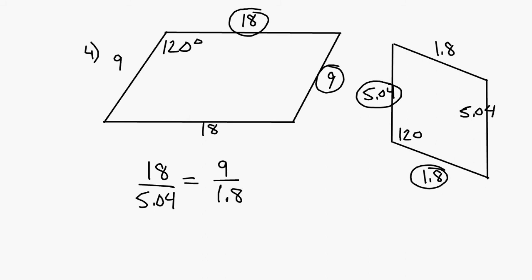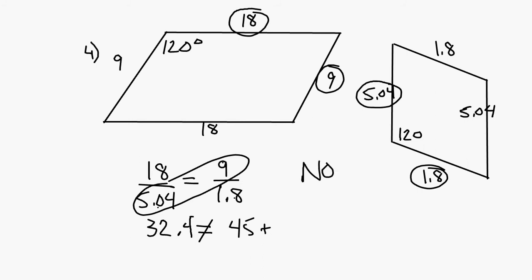Now, there's two ways to check this. You can divide them both, or you can crisscross multiply. So 18 times 1.8 is 32.4. Is that equal to 5.04 times 9? Well, you know that 5 times 9 is 45, right? So this product is going to be more than 45. It's going to be 45 plus. So are these proportional? No, they're not proportional. So are the polygons similar? It's just a no.